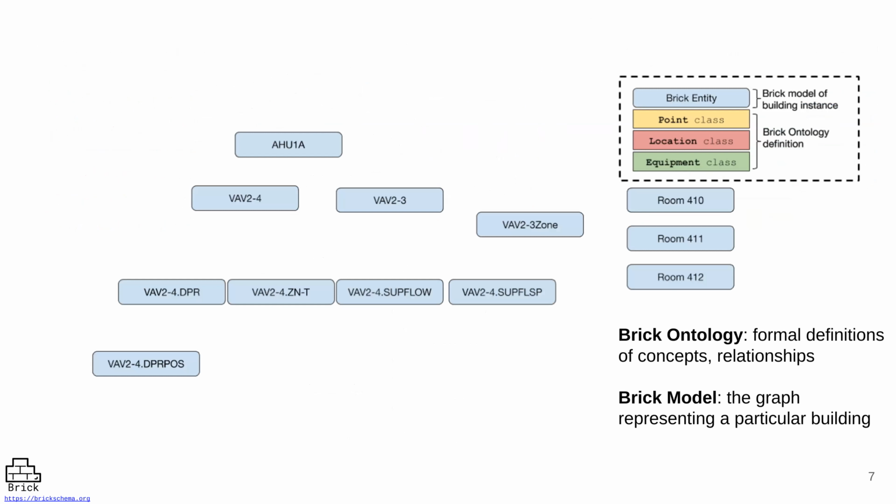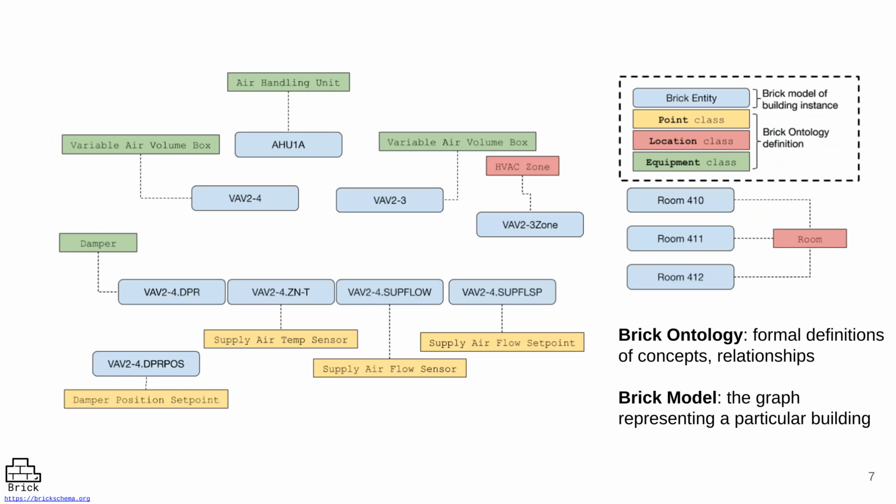So, a quick example of what a Brick model might look like for a very simple HVAC system. We start with the entities themselves, each of the labels that you might pull out of the BMS or out of a blueprint. What we do is we associate a type with each of these nodes. That type is pulled from the ontology definition, so it has not just an associated set of tags, it has rules that dictate how it can be correctly used. It has a textual definition that tells you what it is.